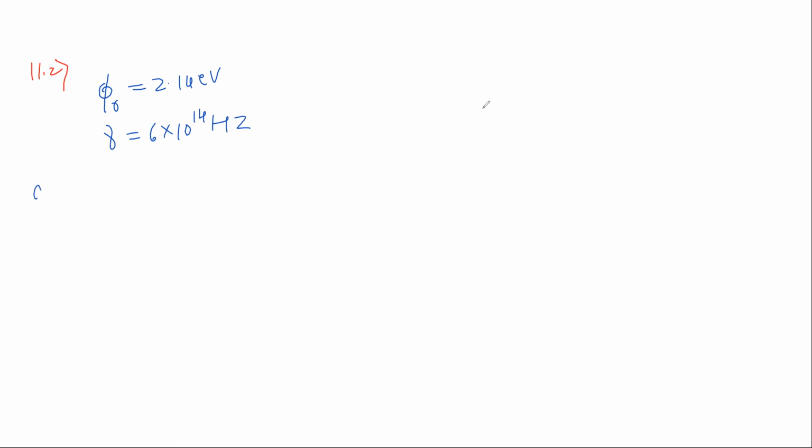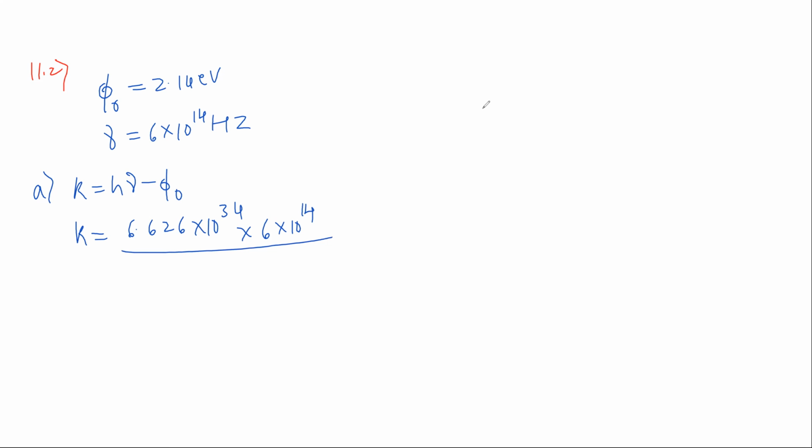So what should we calculate? First one, maximum kinetic energy is given by K is equal to h nu minus phi naught, where h is Planck's constant. So we have to calculate K. Planck's constant 6.626 into 10 to the power of minus 34 times the frequency of light, 6 into 10 to the power of 14, divided by 1.6 into 10 to the power of minus 19, minus the phi naught value of 2.14.